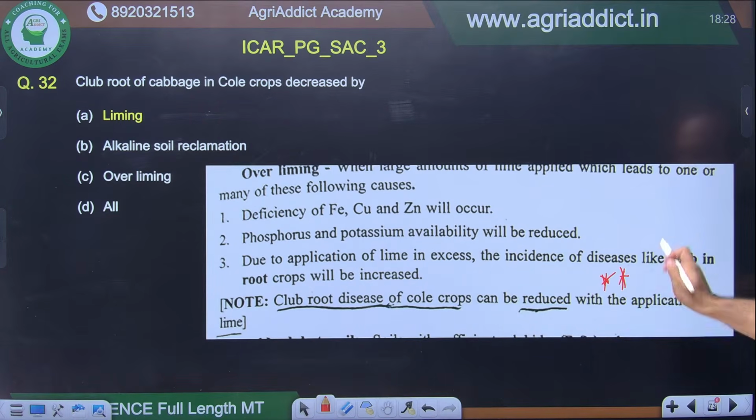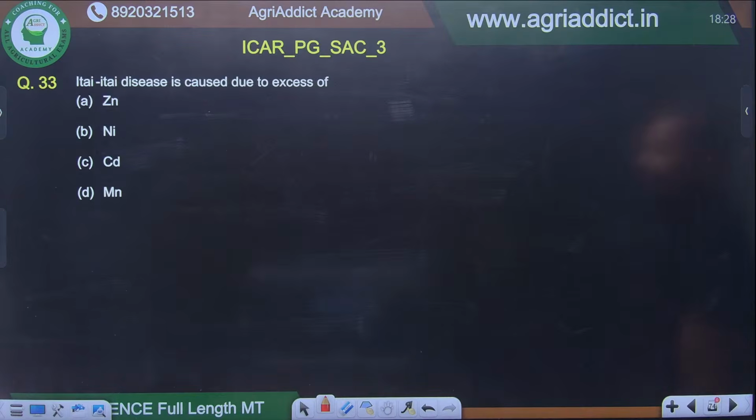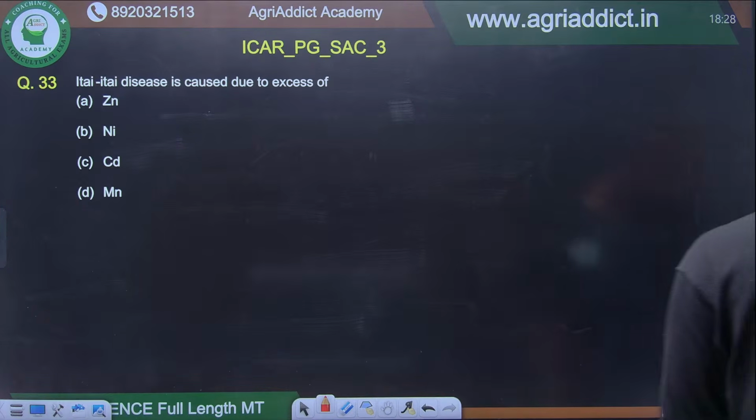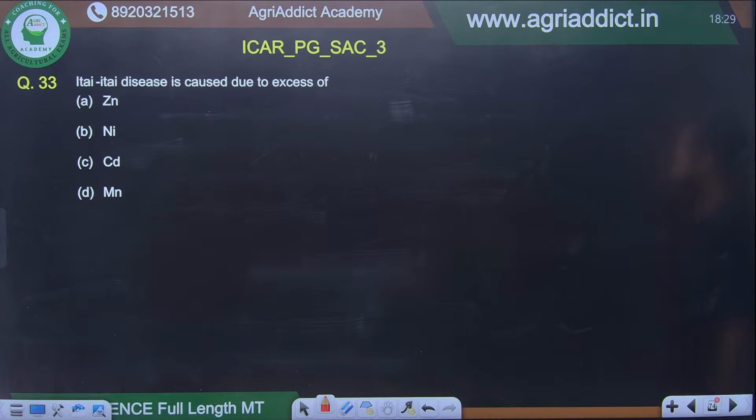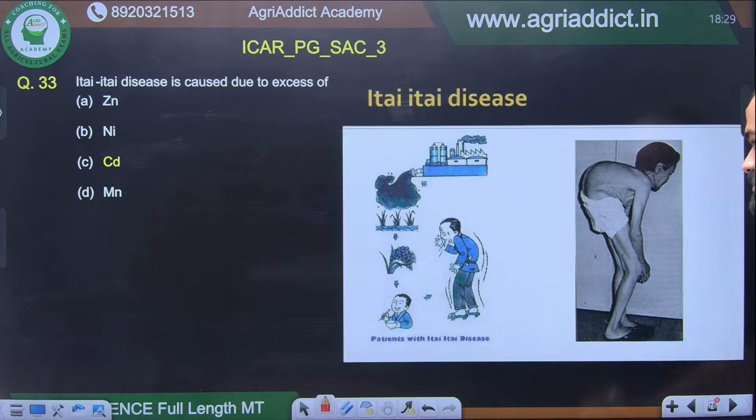This is from treatise, है ना? This is very important. Itai disease is caused due to the excess of... option C. There is nothing to know.